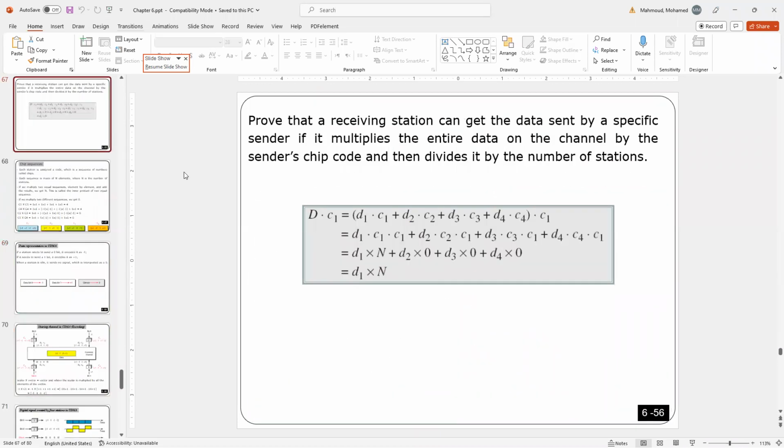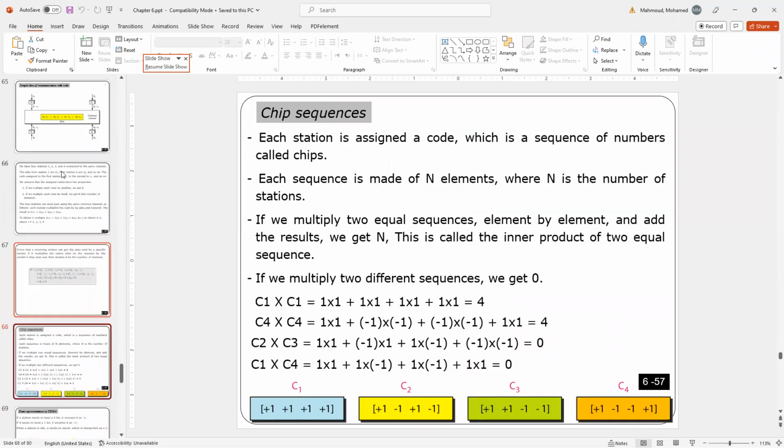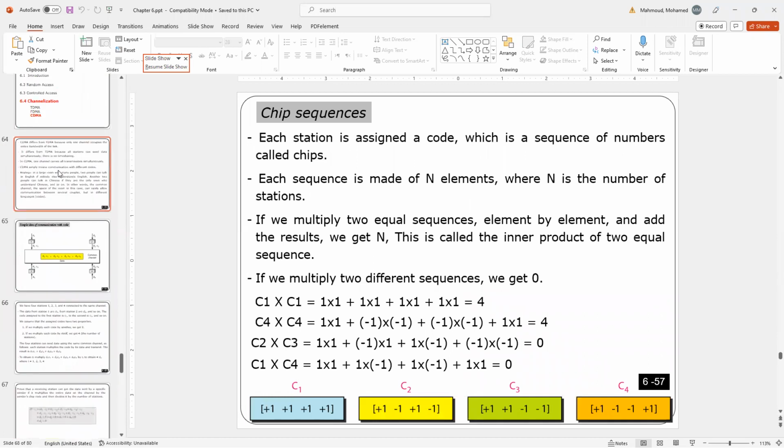In CDMA, you should understand how it works, the idea of using chips, and what the requirements for the chips are. The chips cannot be random numbers. They have to meet certain requirements for the protocol to work. So this is what I explained here.